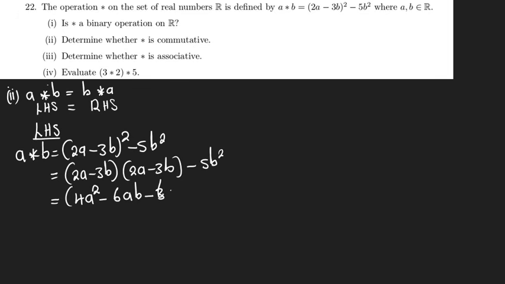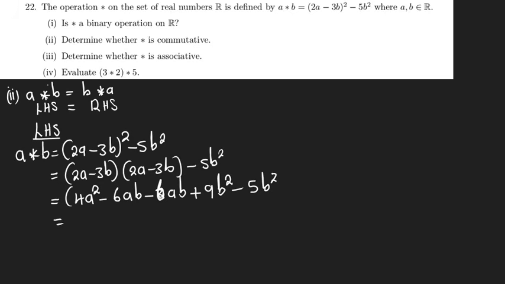It's going to give us a 6AB. The negative 3 multiplied by negative 3B multiplied by negative 3B, that is going to give us a plus 9B to the power 2 minus 5B squared.